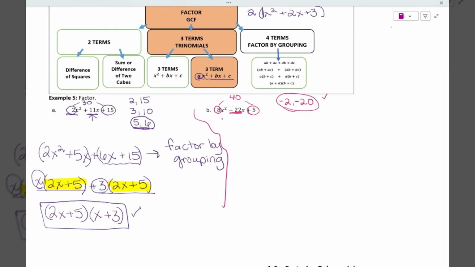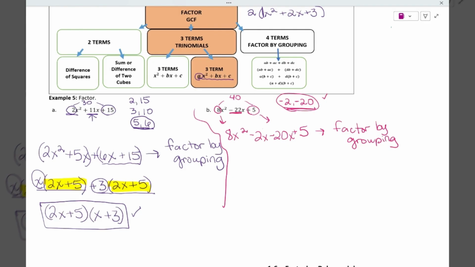So just like before, I'm not going to change my first term. So I leave my first term, 8x squared. I'm not going to change my last term. I leave that plus 5. But I replace the middle term with these two numbers that I found, negative 2x and negative 20x. And again, like we mentioned before, we're going to factor by grouping at this point because now I have 4 terms in my polynomial. Okay, factor by grouping.